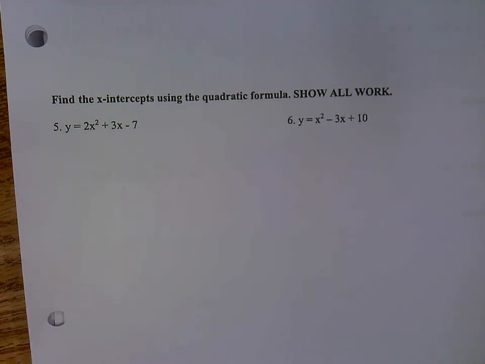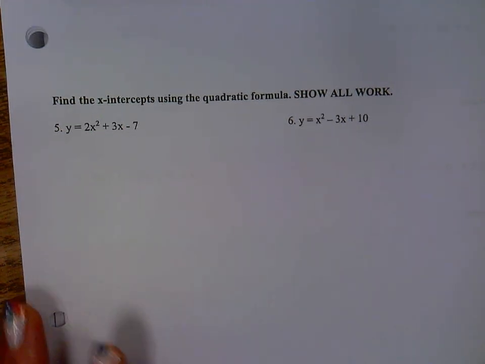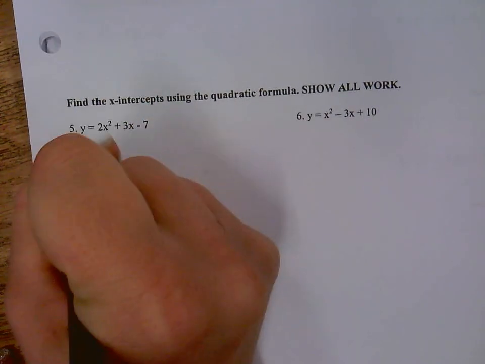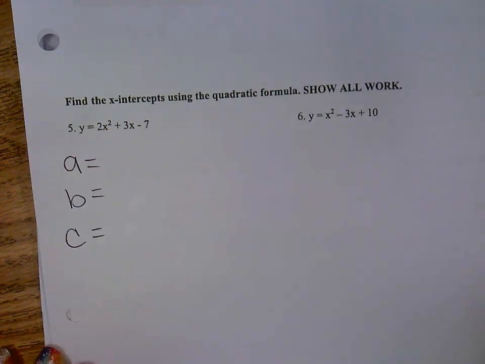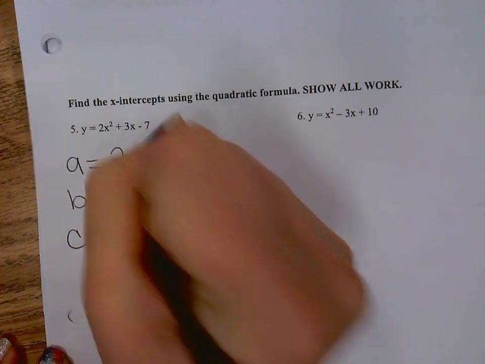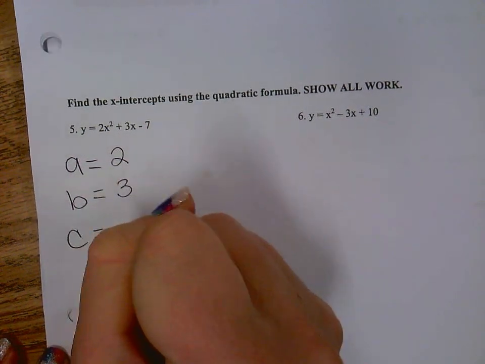So how is this set up a little bit differently? I don't see an equals 0, but it says find the x-intercepts. So I know that it's equal to 0 if I'm finding the x-intercepts. So let's set this one up. What is A, what is B, and what is C? So A is 2, B is 3, and C is -7.